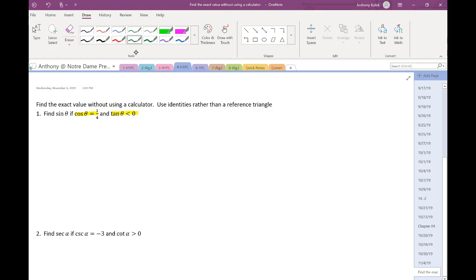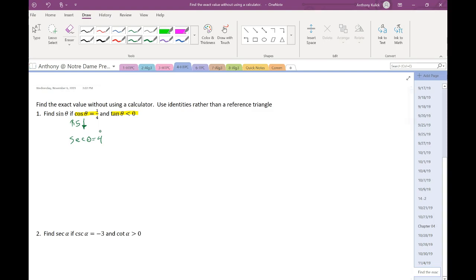P3 is going to be the one we want, because what's the relationship between cosine and secant? They are reciprocals, right? So I can use R5 to say secant of theta is equal to 4. If cosine and secant are reciprocals, if cosine's 1/4, secant is 4.